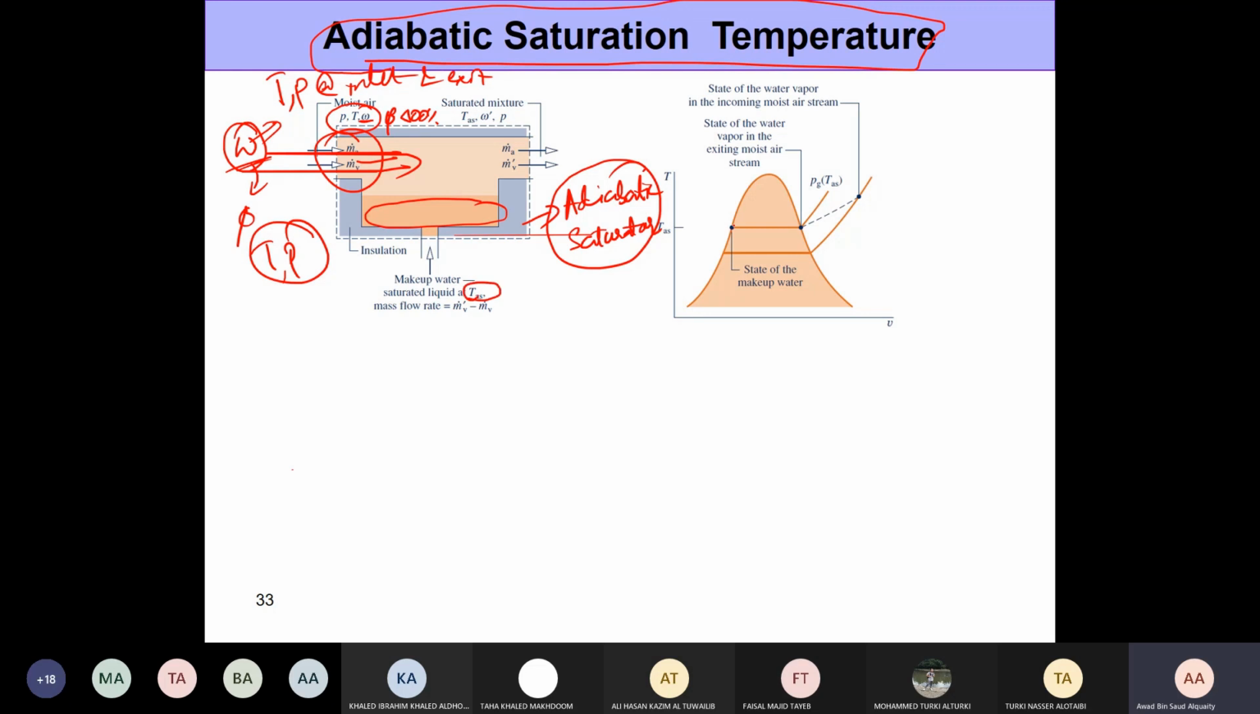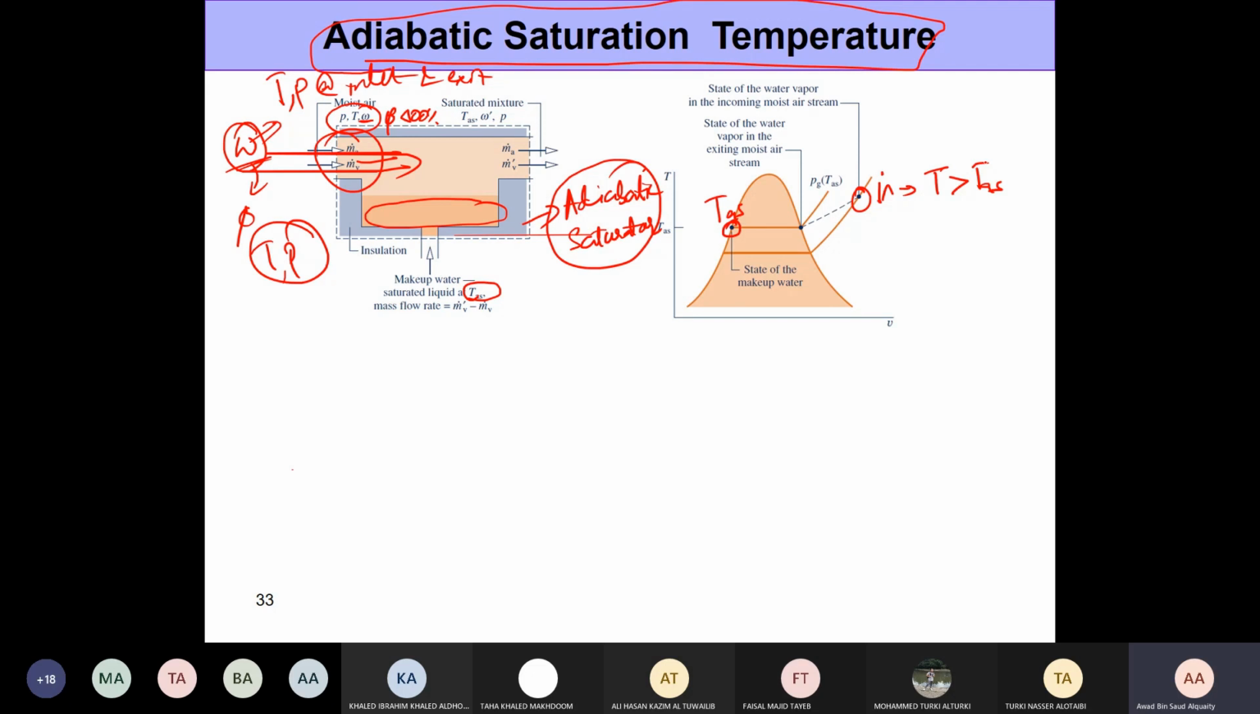So basically you have cold water here at adiabatic saturation temperature, and you're sending in moist air whose moisture content you want to determine. So this is state one. This is the air at the inlet state. Let me write it in so that it's easy for you to remember. And this is coming at a temperature which is greater than the adiabatic saturation temperature.